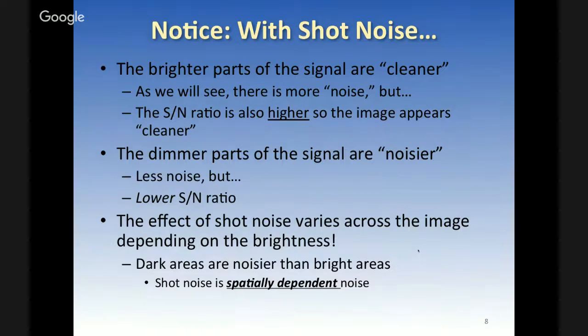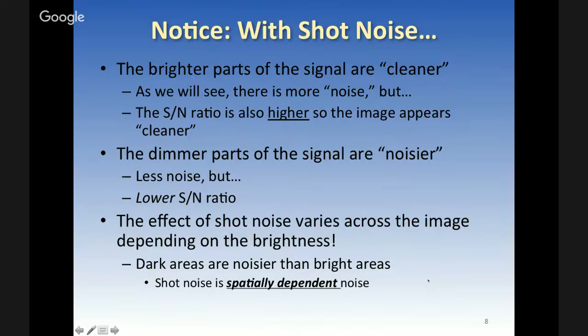So you have to notice that with shot noise, the brighter parts of the signal are going to be cleaner. You're going to have more noise in those brighter parts, but it turns out that the signal to noise is also higher, so the image is going to appear cleaner in the bright areas. The dimmer parts are going to appear to be noisier. There's less noise, but they have a lower signal-to-noise ratio.